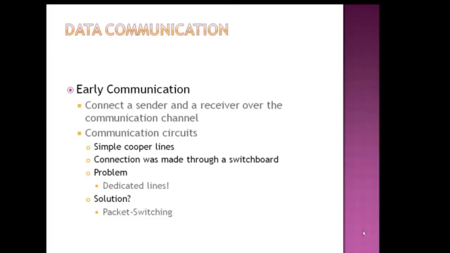They were simple copper lines, and when you wanted to connect a person from location A who's calling a person from location B, both locations would have their own switchboards, and an operator would physically connect the call from person A to the physical location of person B through this switchboard. If you think of this, you easily see that there was a massive problem with the circuit-based solution.